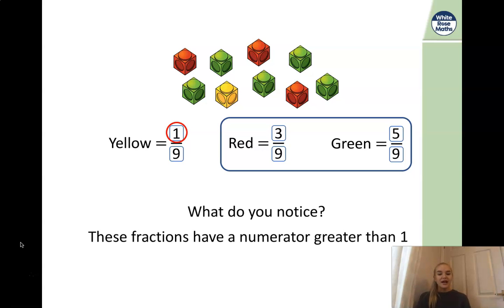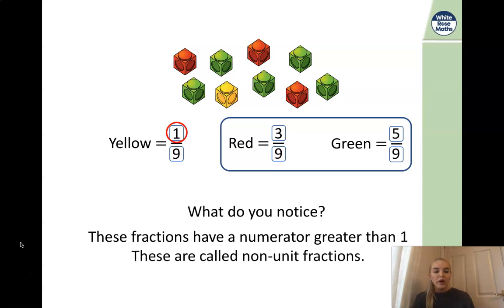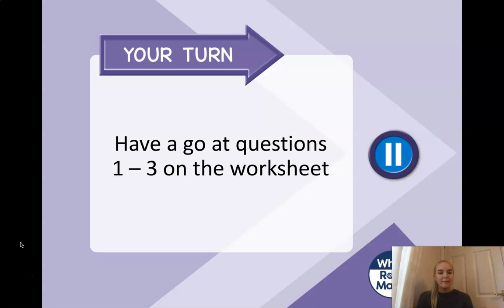Well, these fractions have a numerator that is bigger than 1. My red fraction has a numerator of 3, and my green fraction has a numerator of 5. Now, we call these fractions non-unit fractions. So my unit fraction has my numerator as 1, and my non-unit fraction has a numerator of anything greater than 1. And we need to try really hard to remember that.